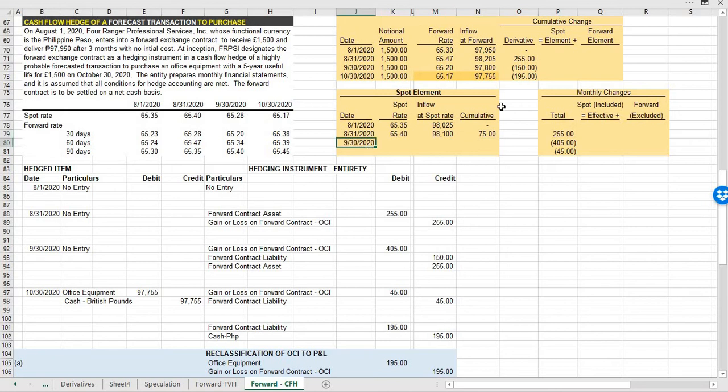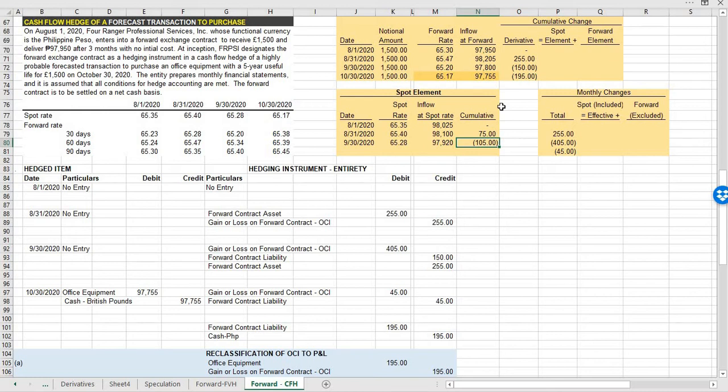Tapos, ngayon, punta naman tayo sa September 30. So, ang spot rate on this date is 65.28. Then, i-multiply natin ito sa ating notional amount. So, that is 97,920. So, magkano ang cumulative change? So, since cumulative change, dapat starting date of inception. From 98,025, naging 97,920 ang inflow. So, bumaba ang inflow, kaya yan ay negative 105.